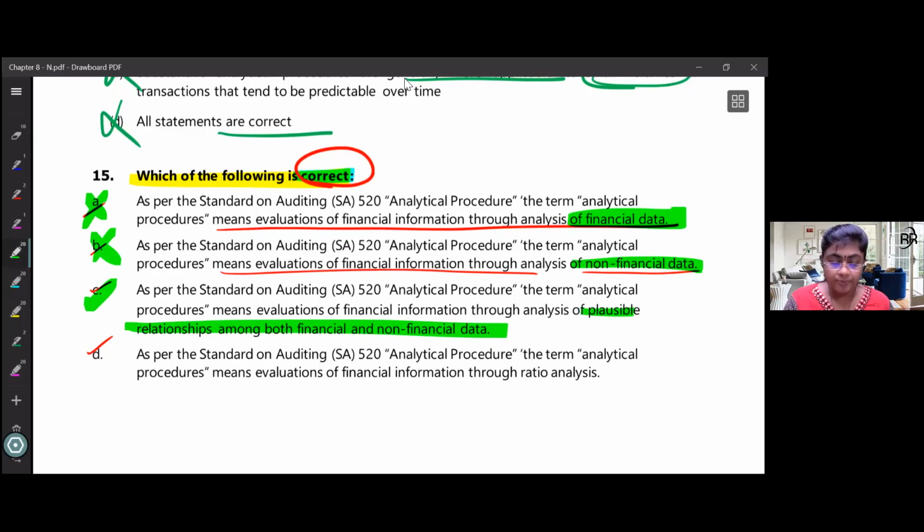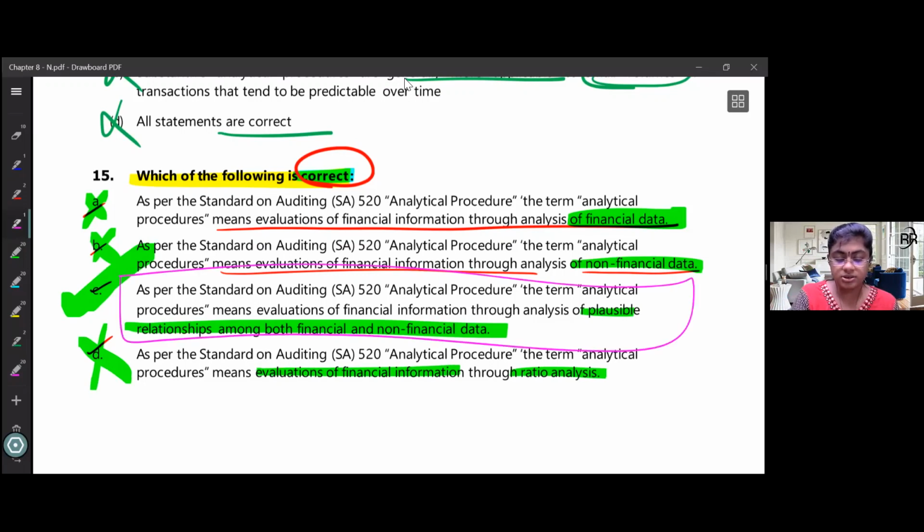But let's read D. As per SA 520, the term analytical procedure means evaluation of financial information through ratio. See, it's not only ratio, but also trend, reasonableness, structural modeling. So the correct answer is C.